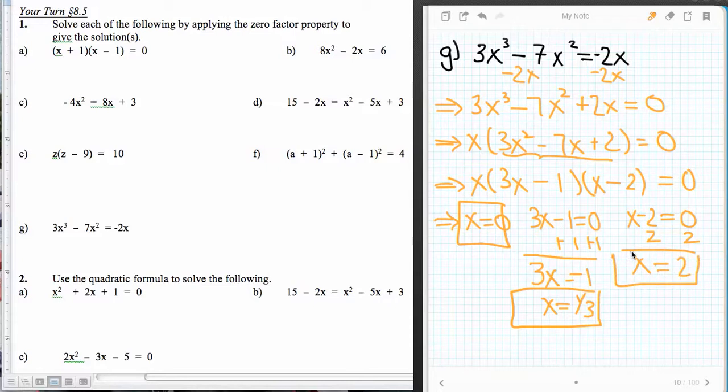So we have 3 solutions to this one instead of just 2 solutions as we've seen in all the others, because this is a third degree polynomial equation, and third degree polynomial equations can have 3 possible solutions, up to 3 possible solutions. Not guaranteed there will be 3 of them, but there can be up to 3.